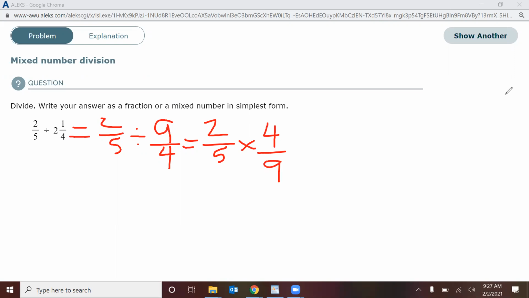This problem is slightly tricky because it would appear back here when it's division that we could cancel a 2. However, we're not allowed to do that when it's division. We can only cancel when it's multiplication. And once this problem has multiplication, we see that there is nothing that we can cancel. So we will go straight to multiplying. 2 times 4 is 8, and 5 times 9 is 45. Since the answer is not an improper fraction, we're done. We will just leave it like that.